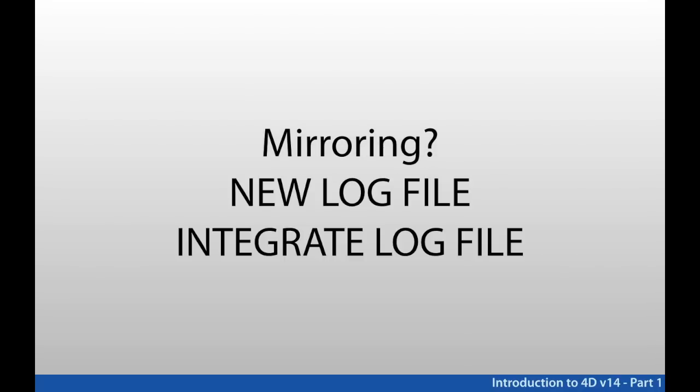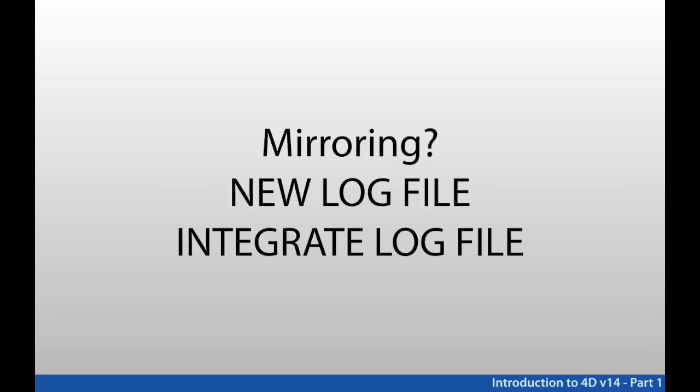In some ways it's complex, in some ways it's actually really simple. Mirroring is based around two commands, the new log file command and the integrate log file command. You use the new log file command on the production machine to create log segments, and you integrate those segments on the mirror machine. And that's how you keep the mirror machine up to date.